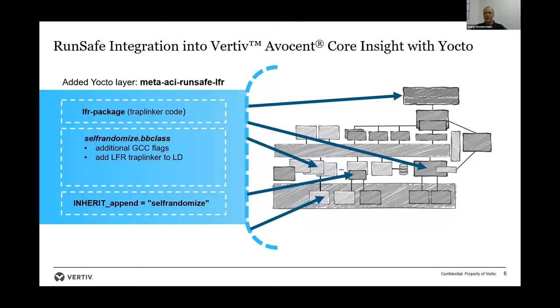Now, there might be situations where you want to exclude certain of those modules for one reason or another. That can also be done fairly easily using the Yocto build system. You don't have to go into those individual modules, like in this case, the KCS module, and do any modifications. Instead, you put individual exclusion statements in one central place, which is that actual randomize BB class in the RunSafe layer. And it will have its according effect on the module that you want to exclude.